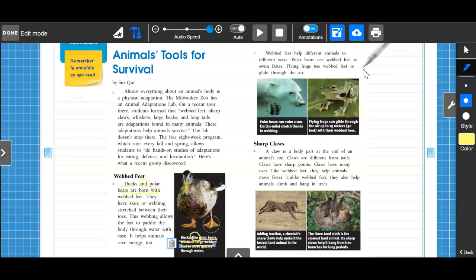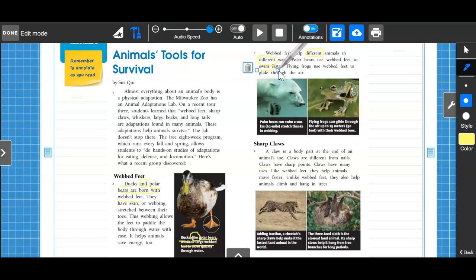And the clue, the context clue, is they use the word different. In fact, it uses it twice. In this paragraph, it says that different animals use their webbed feet in different ways. And then it gives an example. How do polar bears use their webbed feet? They use it to swim faster, that's right.